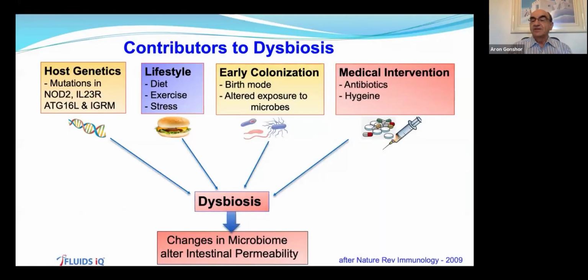And the contributors to dysbiosis, we know them well, but we need to keep repeating it. The genetics, of course, never to be forgotten. Our lifestyles, extremely important. The diet, exercise, stress, early colonization, which we're going to go into in more detail. What is the birth mode? How did that child come out of the mother? And the altered exposures to microbes. And of course, medical treatments, antibiotics, the various hygienic things.